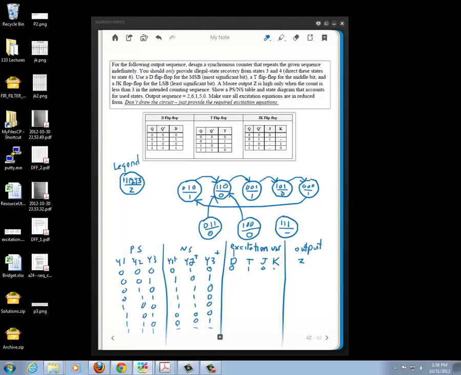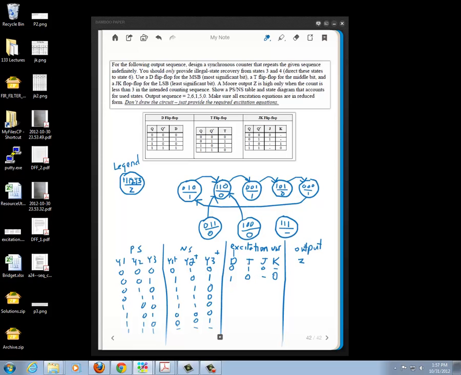Alright, let's do another one of these. Here we're going to transition for y1 from 0 to 1. Remember, it's using a D flip-flop. So in a D flip-flop, the next state gets whatever D is. Because we want our next state to be 1, D needs to be a 1. You could also look at your table: to go from 0 to 1, D needs to be a 1. Now we look at y2. We go from 0 to 0, so that means we don't toggle, so T is a 0. At y3, we go from 1 to 1. Look at our table. 1 to 1 means J is a don't care and K is a 0.